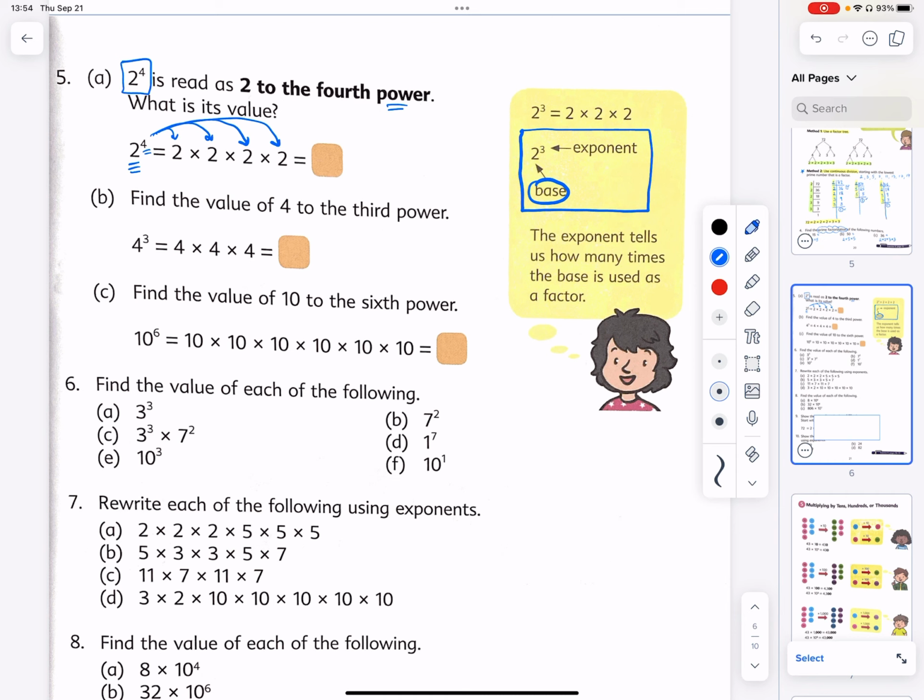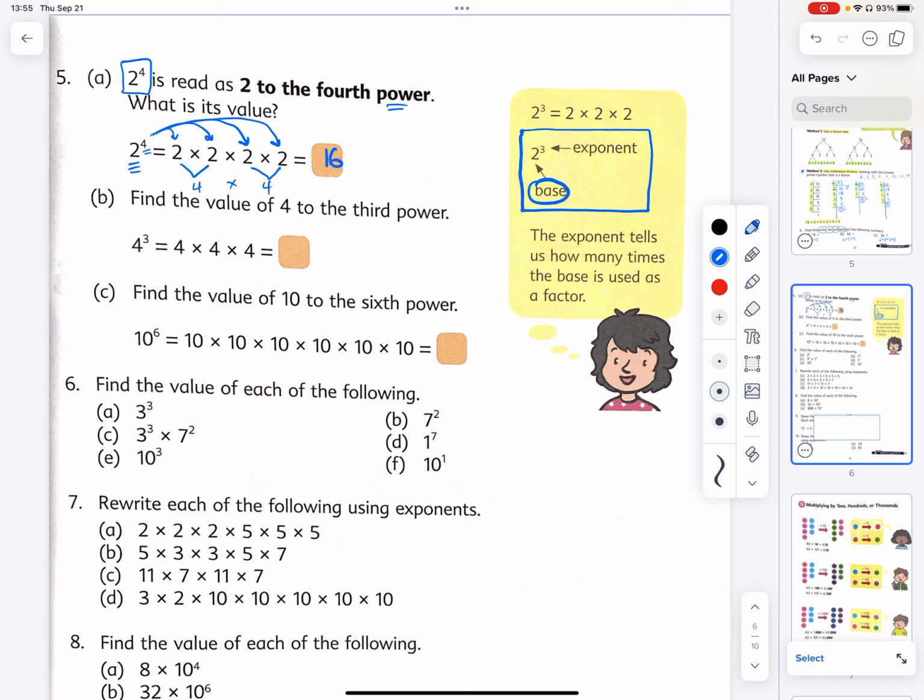And I will show you how to easily calculate this. 2 times 2 times 2 times 2. Think about this. 2 times 2 is 4. Another pair, 2 times 2 is 4. 4 times 4 is 16. 2 to the power of 4 is 16.